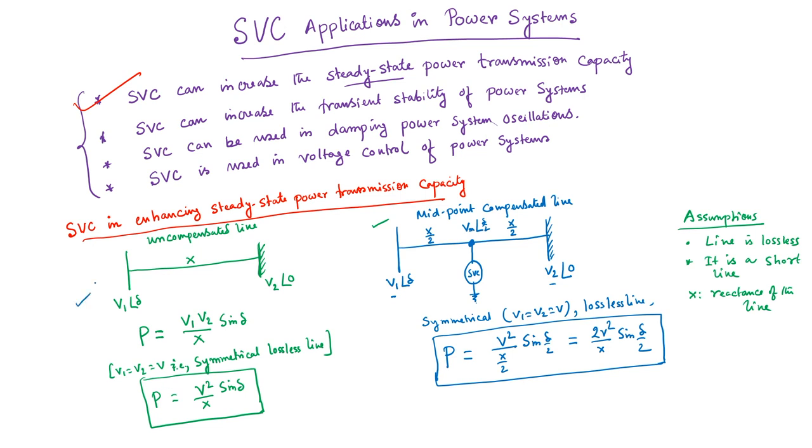Okay. So, this is the expression for active power for the uncompensated line, and this is the expression for active power for the symmetrical lossless midpoint compensated line. And we can see that there is a difference, in particular corresponding to delta is equal to delta max, which is equal to pi by 2, this P max is what the theoretical maximum power transfer limit is equal to this. So, this represents the theoretical maximum power transfer limit.